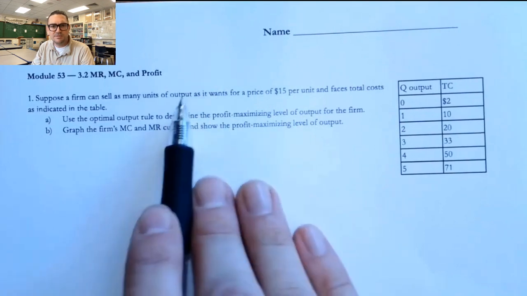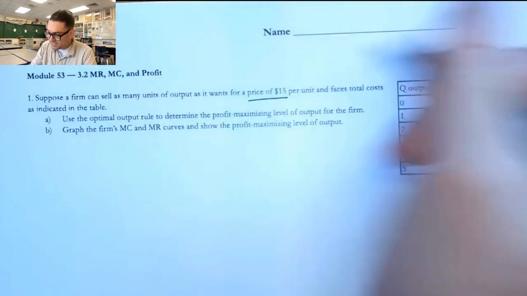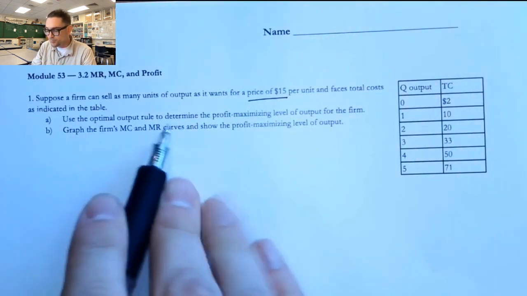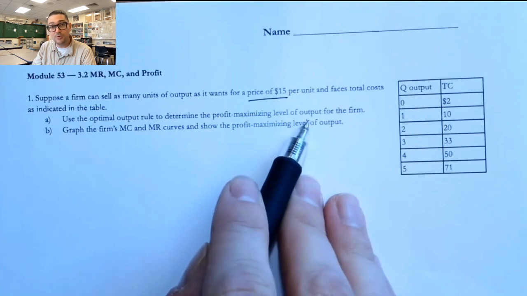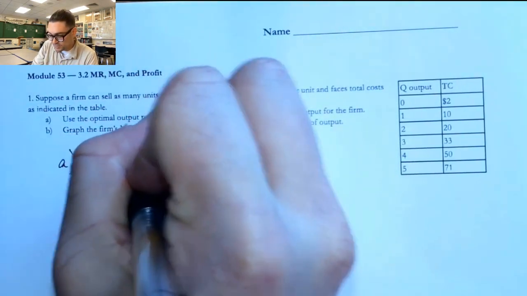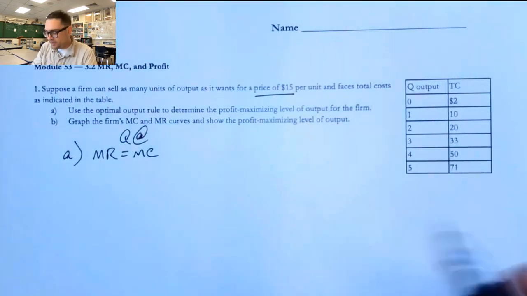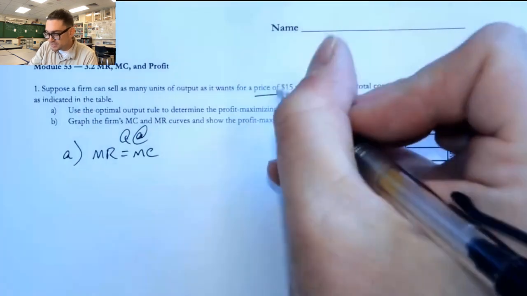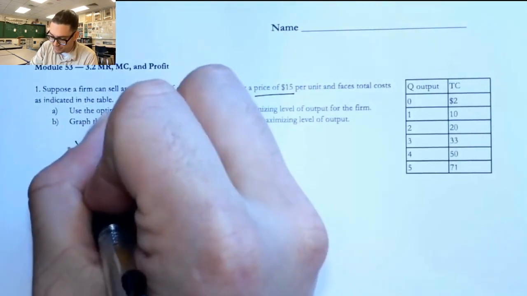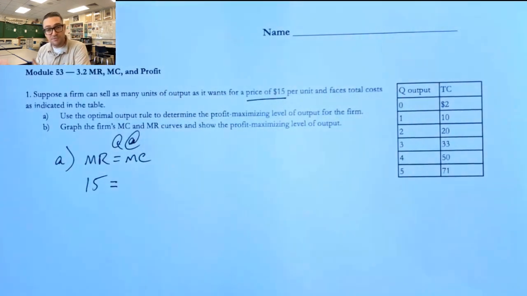And it says, suppose they can sell as many units of output as they want for a price of $15, and the total costs are as listed. Use the optimal output rule to determine the profit maximizing level of output for the firm. So part A is asking us to find the quantity where MR equals MC. The first piece of information we need to know is that for a perfectly competitive firm, the price is equal to the marginal revenue. So we're looking for where the price or marginal revenue is equal to $15.